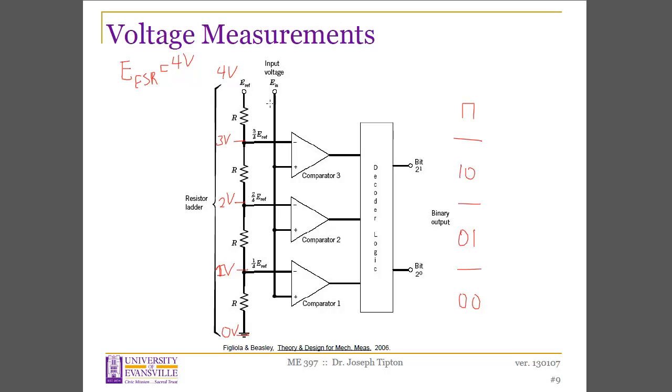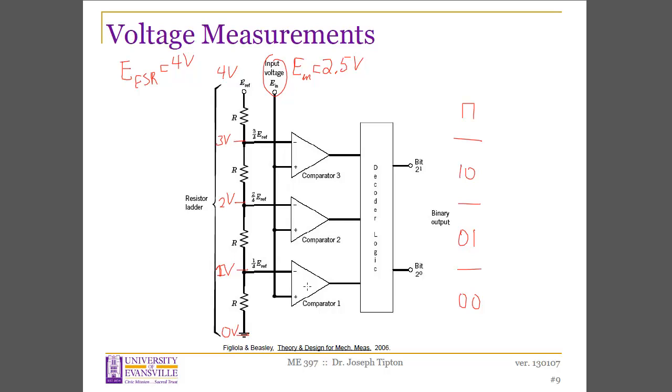And then here I have my unknown input voltage, and so I'll call that EN. And that's going to be equal to 2.5 volts, just to make an example here. So my input voltage that's unknown to my DAC card is 2.5 volts, and it's going to look for it in a range from 0 to 4 volts.